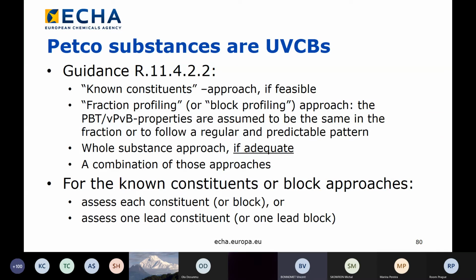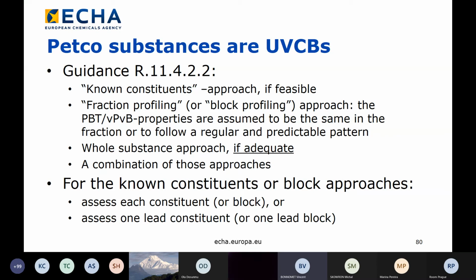Basically, they propose different kinds of approaches to assess the UVCB for the PBT assessment. So first is the known constituent approach. That is that you make the PBT and vPvB assessment of each and every constituent of your substance. But I think you are all convinced that this is not really feasible for PETCO substances because there are simply too many constituents in those kinds of substances.